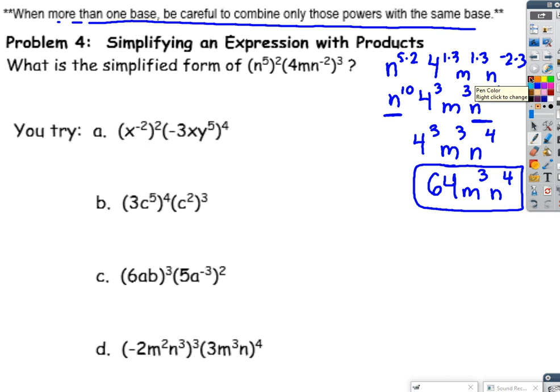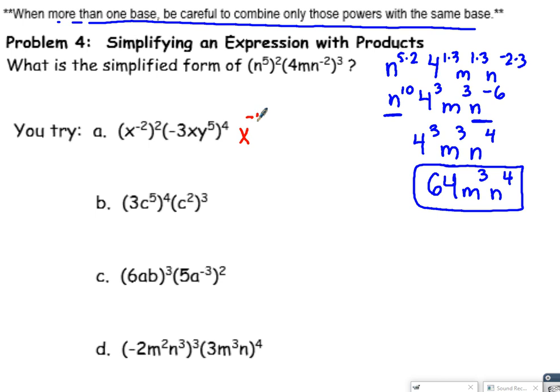Okay, letter A. I would get x to the negative 4 times negative 3. I'm going to put that in parentheses though, because it's a negative number, and raise it to the 4th power. X to the 4th, y to the 5 times 4, which is 20. Notice how you have two x's. I need to add exponents. Negative 4 plus 4 is 0, so x to the 0 power.